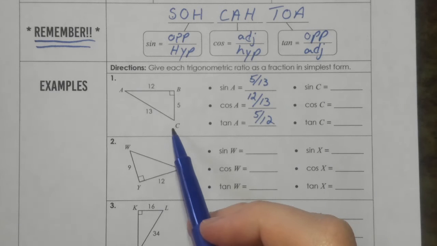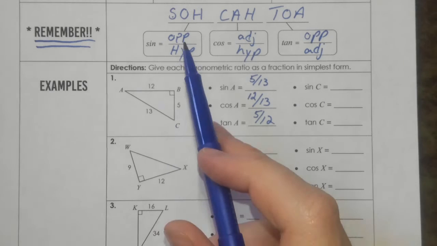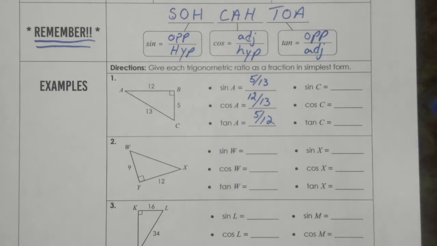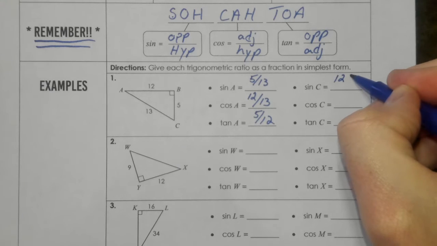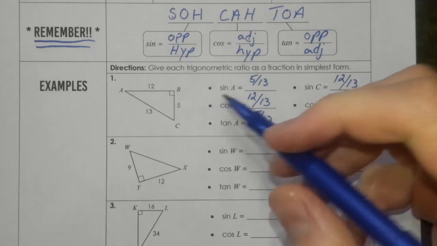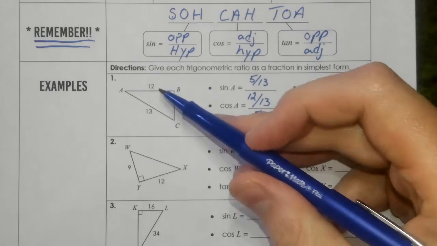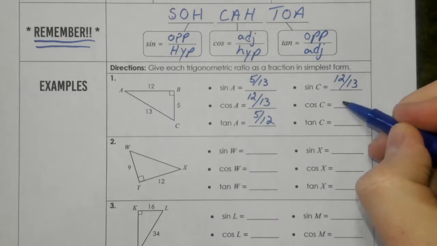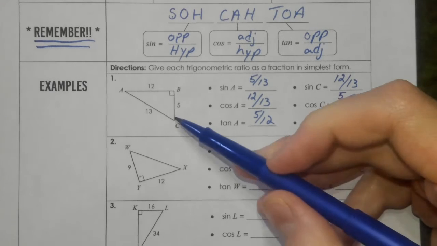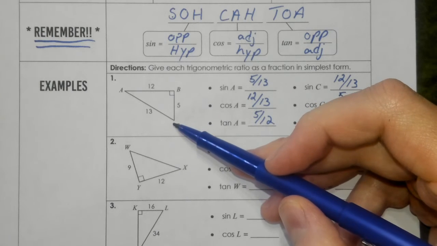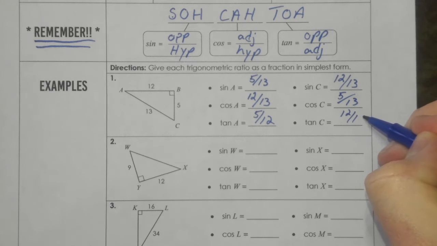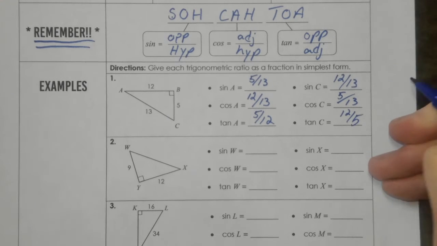Okay. Let's flip to sine C. Okay. So here's C. Sine is always opposite over hypotenuse. So the opposite of C would be 12. Hypotenuse is 13 again. So 12 over 13 is sine of C. Okay. Cosine C is going to be adjacent over hypotenuse. So 5 over 13. And then tan of C is opposite over adjacent. 12 over 5.